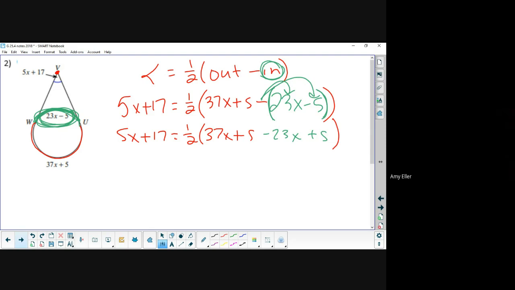Okay, each person might do a different thing next. Some of us like to get rid of the 1/2 next by multiplying by 2. Some of us like to simplify all of this. It's up to you. I'm going to get rid of the 1/2 because that's what we've been doing a lot. So I'm going to multiply both sides by 2.